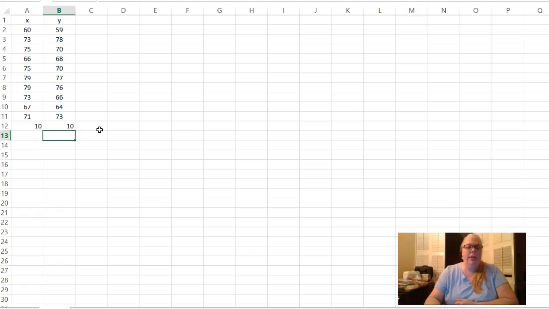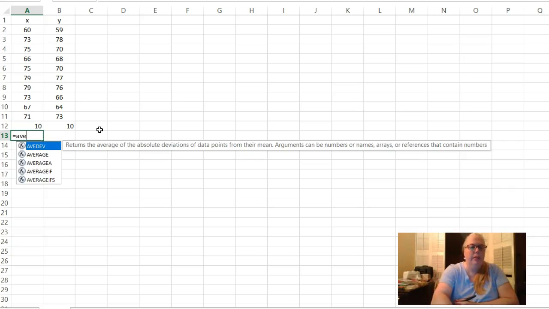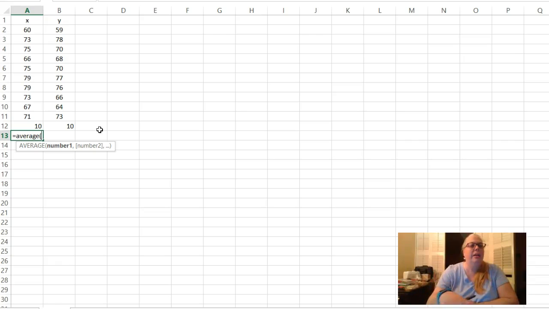Okay, now the next thing I'm going to do is figure out what the average or the mean is for my X values. Remember, Excel has that command equals average, and that's what I'm going to do to figure out what the mean is for my X value. So we're going to do equals average, and all of my data occurs between A2 and A11, and it gives me the mean to be 71.8.